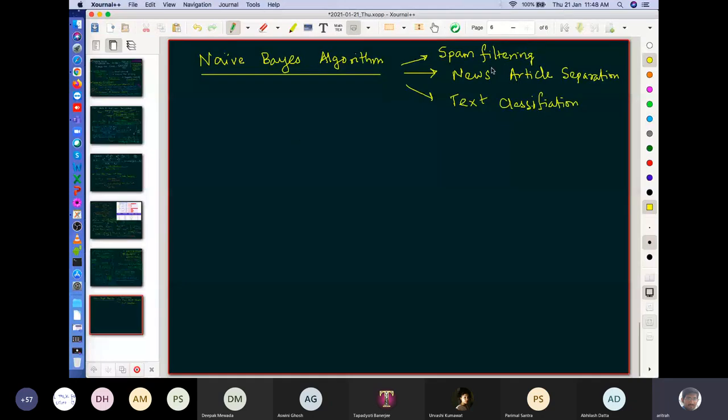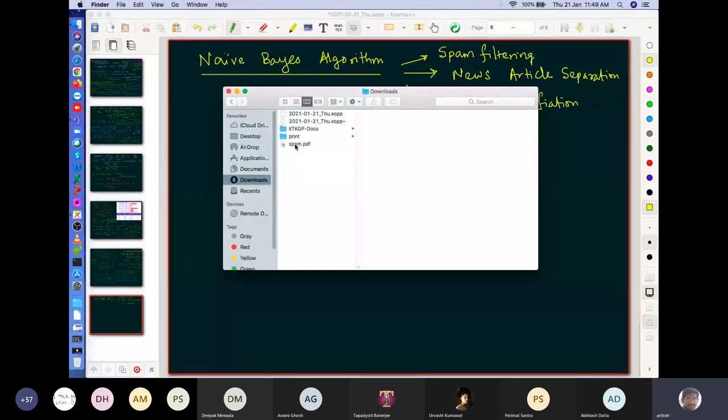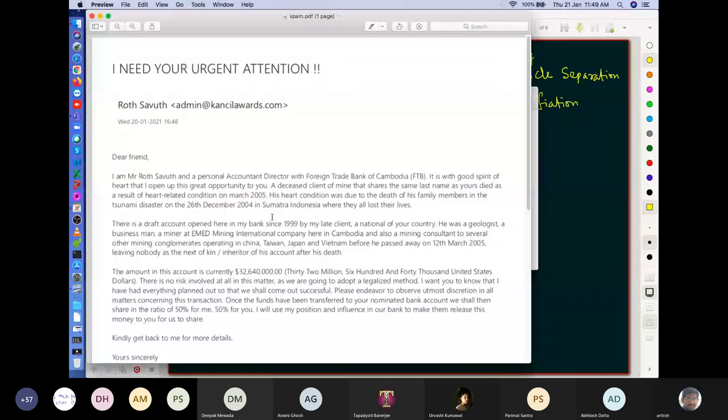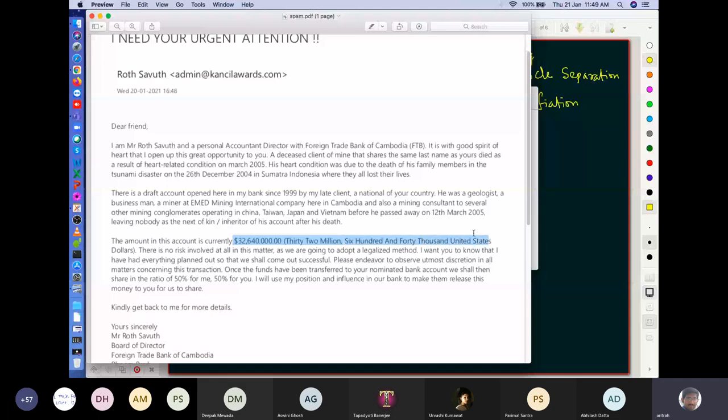See, in spam filtering, suppose you get such a message: I have a message for you to look into. This is spam, as you can easily see. I am someone with some heart condition, give me some money, or you get a certain amount in our bank. There is no one to invest.